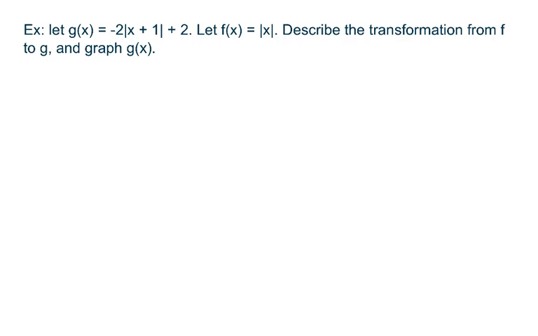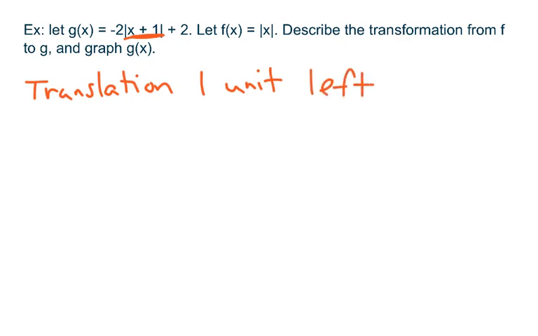We can also, let's describe the transformation from f to g. So we've got a lot going on here. So the x plus 1, okay, we're adding 1 directly to x. So if we're adding directly to x, that is a translation. And it's going to be 1 unit. And if it's plus 1, remember it's backwards, it's horizontal, so it's going to be 1 unit to the left. Okay, so it's a translation, 1 unit left. We're just going to follow the order of operations here.